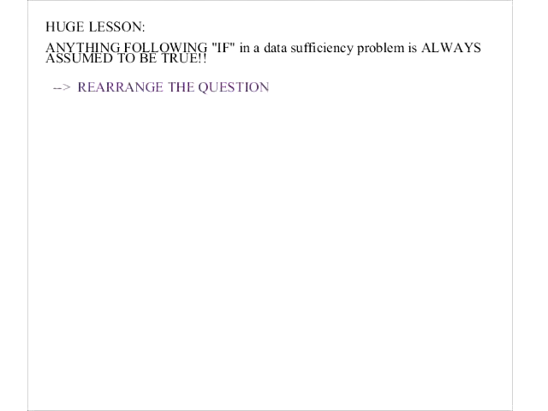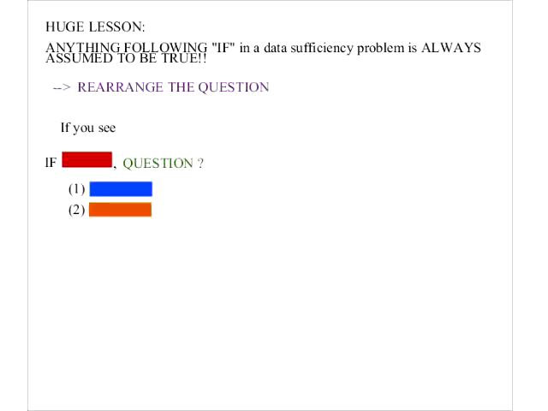If you see a data sufficiency question that looks like this: if some statement, and I'm going to use color coding because color coding is cool, if some statement written in red, then a question written in green, and statement one is something in blue, and statement two is something in orange. The way you should rearrange this is with the knowledge that the red thing is always true.